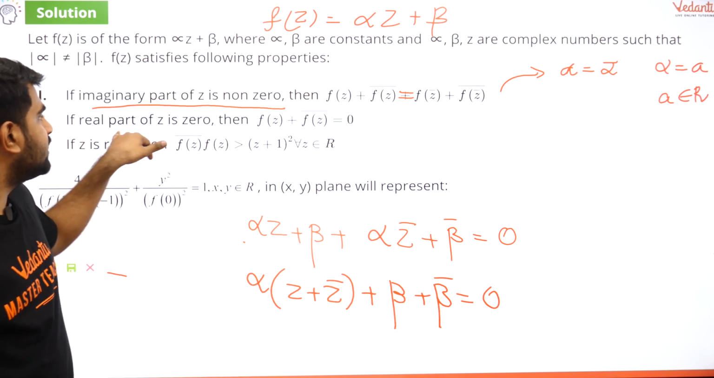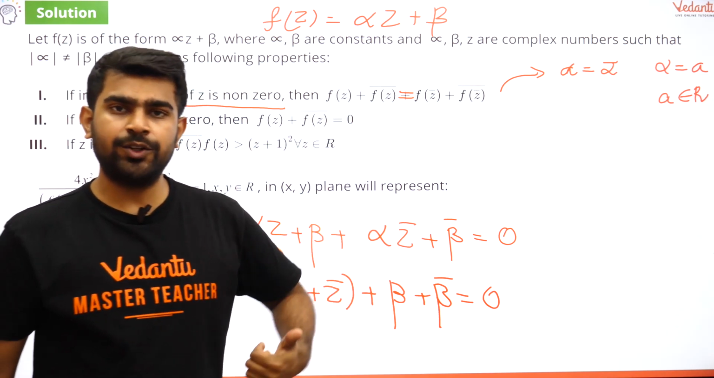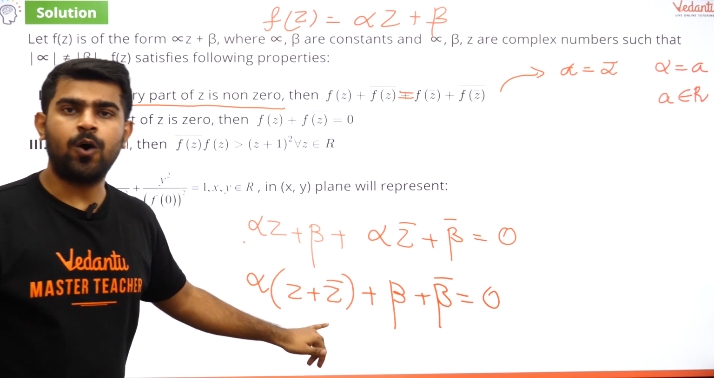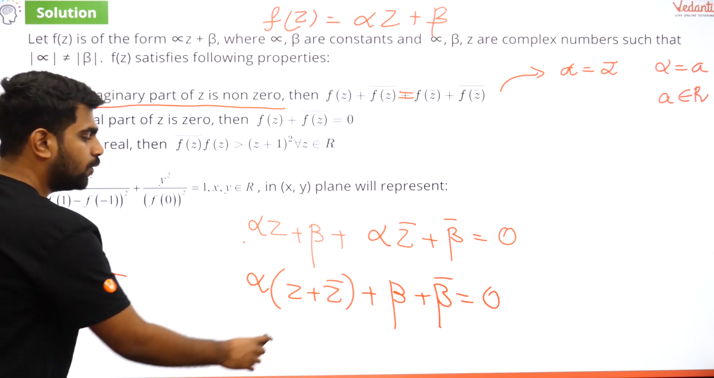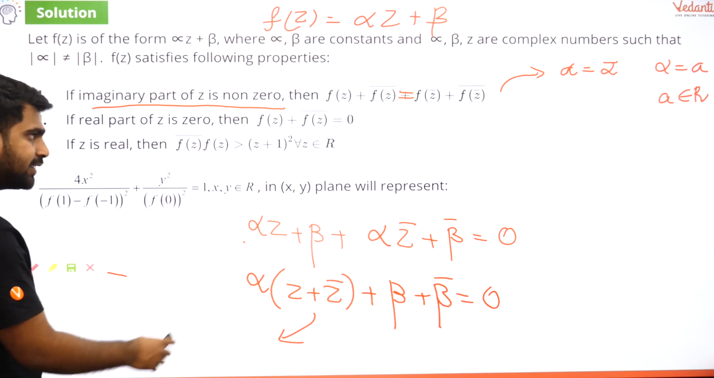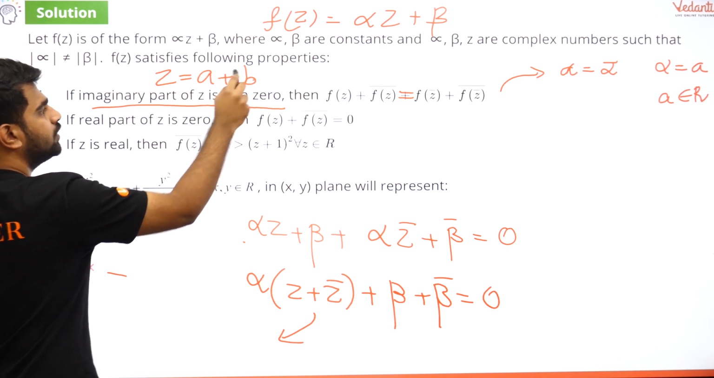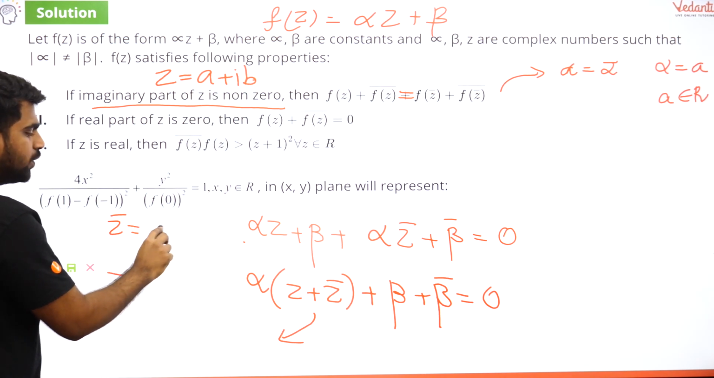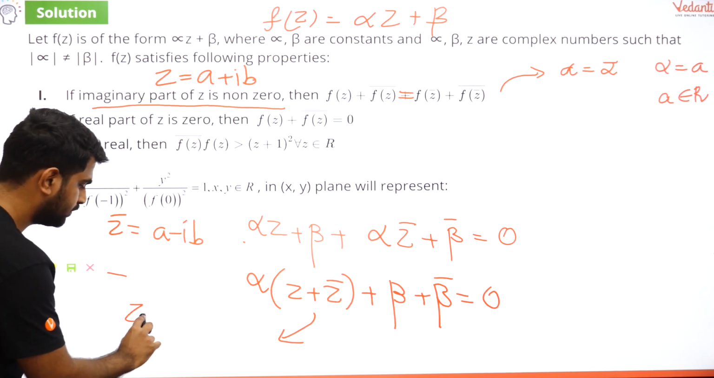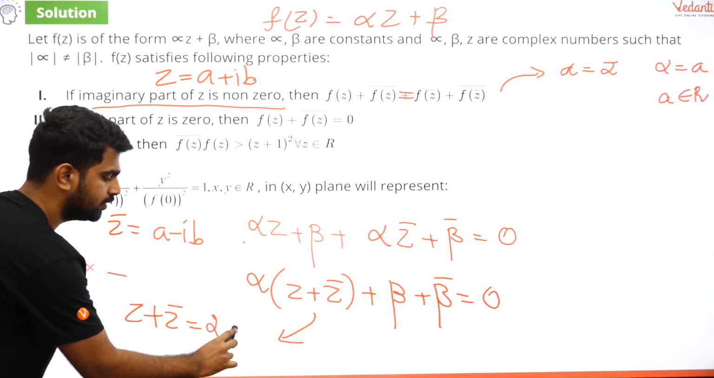So now what is given here? The real part of z is 0. So if the real part of z is 0, what else do we know? We know that z plus z bar also will be 0, because what do you get when you evaluate z plus z bar, guys? If you take z is equal to a plus ib, what is z bar? Z bar is equal to a minus ib. So z plus z bar will be equal to how much? Will be equal to 2a.